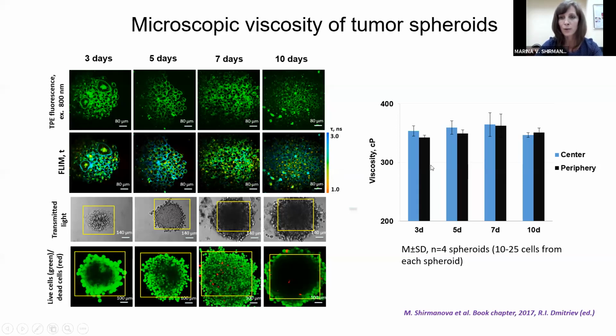You see here we measured viscosity in the central part of the spheroids and in the cells on the periphery, and it also didn't differ between spheroids of different size. So we confirmed that viscosity is a relatively stable parameter which doesn't depend on the metabolic and proliferative activity of cells.